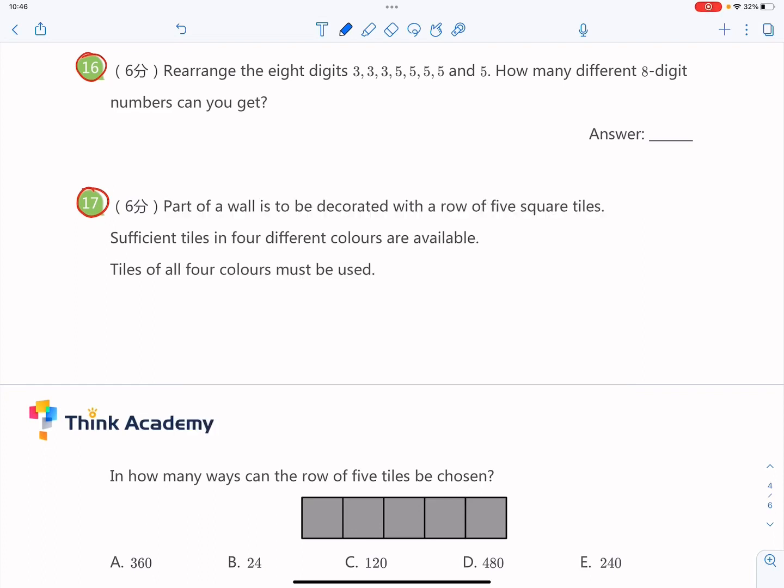Question number 16. Rearrange the 8 digits 333 and 5555 and 5. How many different 8-digit numbers can you get? So actually, guys, we learned this in lesson 4, which is called the deduplication method. Let me review that a little bit.